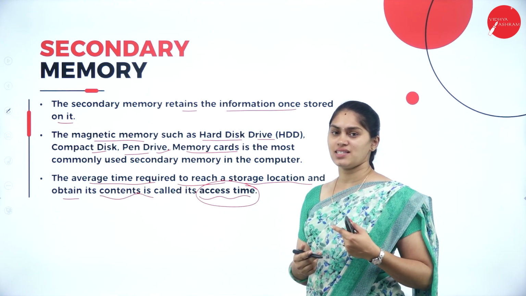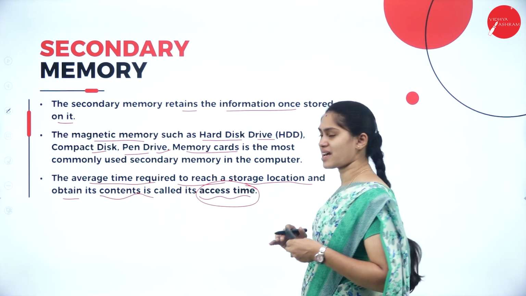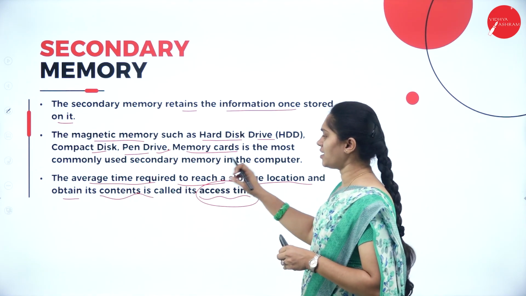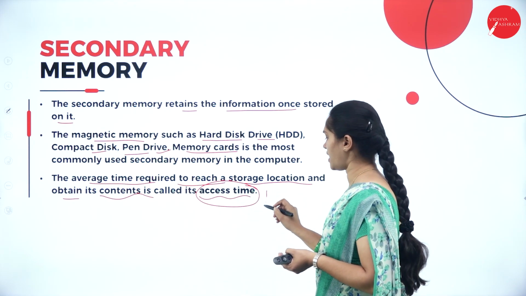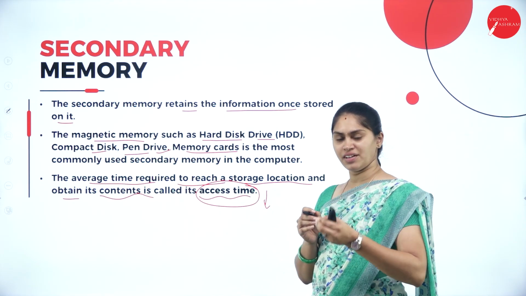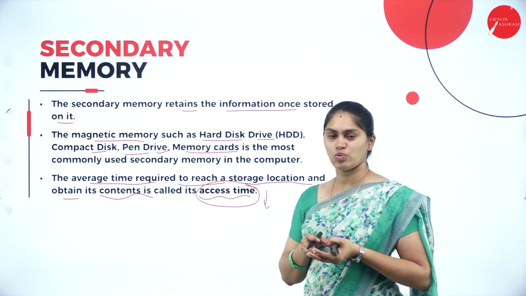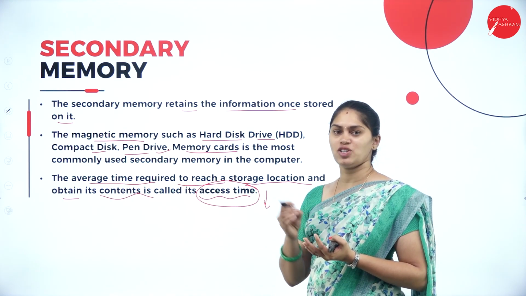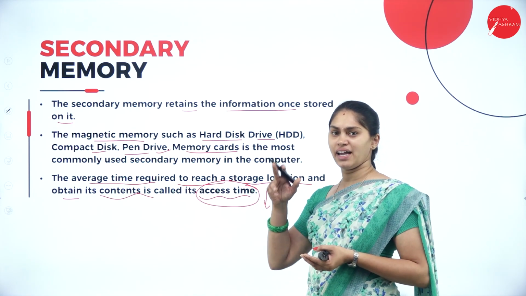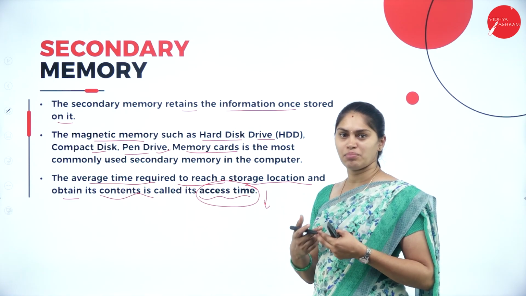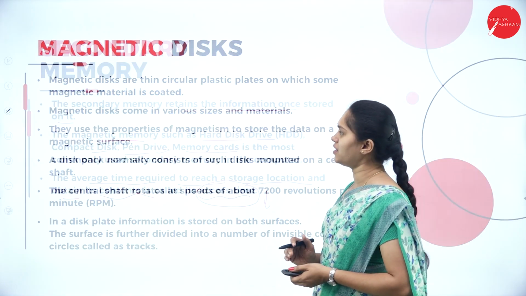When we have more access time, that means the speed is slow. When we have less access time, we get the result in a very fast manner. So access time should be less. If it is in seconds or nanoseconds, then the processing speed is very high. We are fetching the data and information from the storage space very quickly. But if the access time is high, then the processing speed is low.